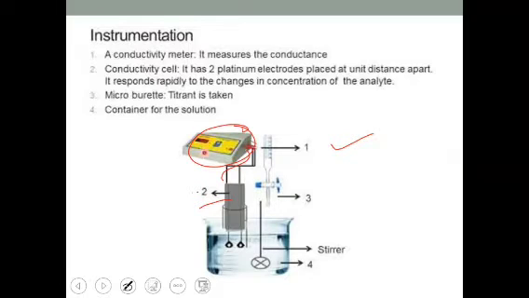And the third one is the burette, a microburette. In this burette, the titrant is taken. The fourth one is a beaker or a container for the solution. And the next one is the stirrer, which is used to mix well when you add the burette solution to the solution present in the beaker. So this is the total setup used in conductometric titrations.